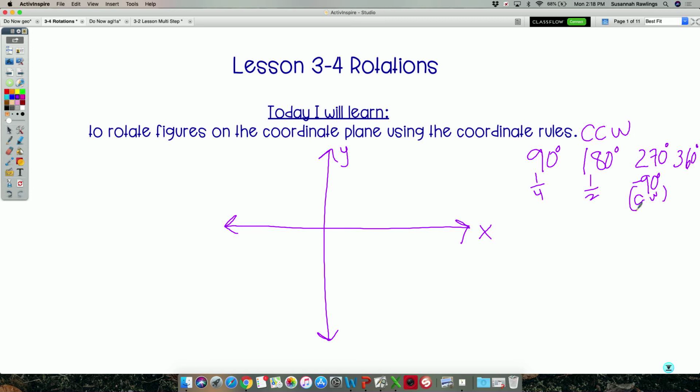All right, so let's say we had a figure. I'm just going to draw a triangle in my first quadrant. And if you guys are still on the patty paper, go ahead and catch up with us here because this is important. You can always finish that later.